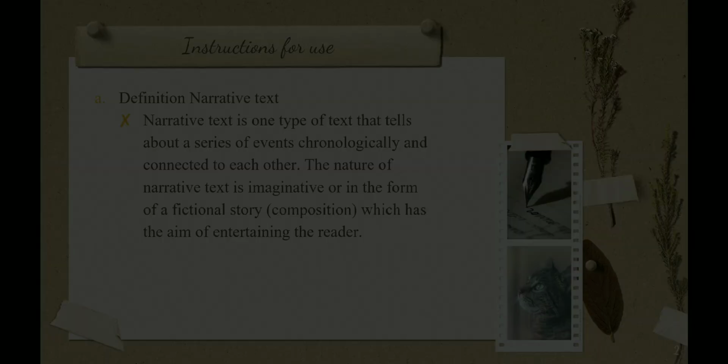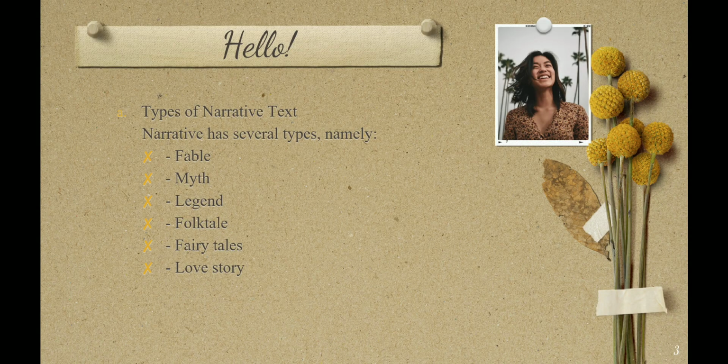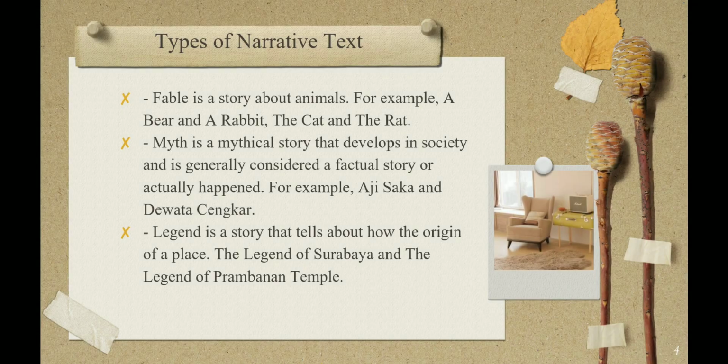Next, types of narrative text. Narrative has several types, namely fable, myth, legend, folktale, fairy tales, and love story. Fable is a story about animals. For example, the bear and the rabbit, the cat and the rat.